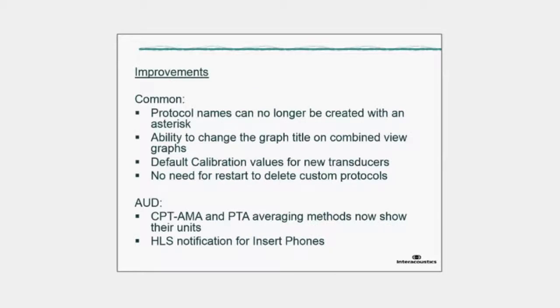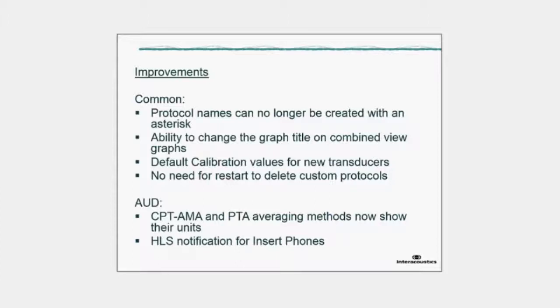So these other improvements we've grouped within the different product areas, and within the common area, so general use, we've implemented the feature that protocol names can no longer be created with an asterisk in the title. We've also added the ability to change a graph title on combined print view graphs. We've changed the way that the calibration is performed so that default values are now appearing for new transducers. We've also removed the need for each start of the software suite in order to delete custom protocols.